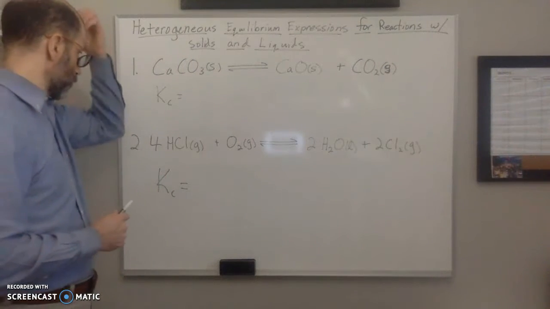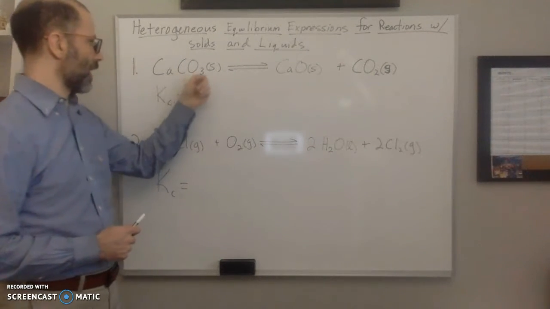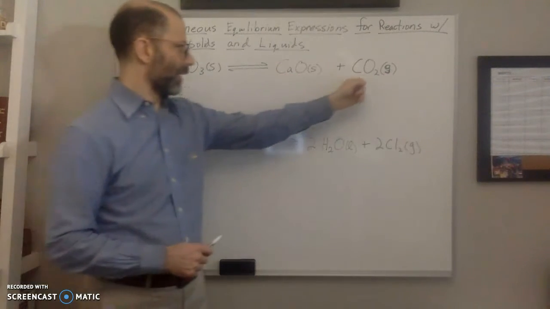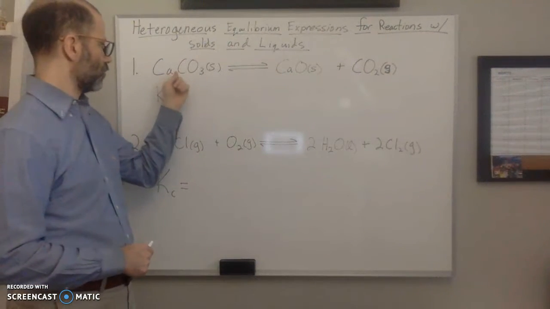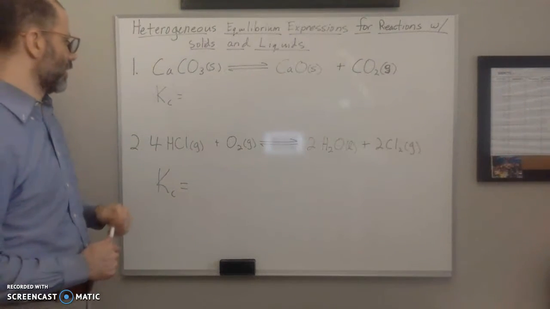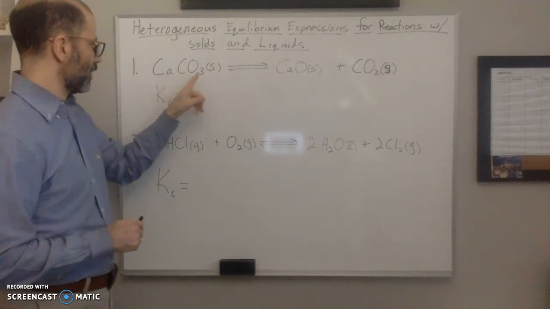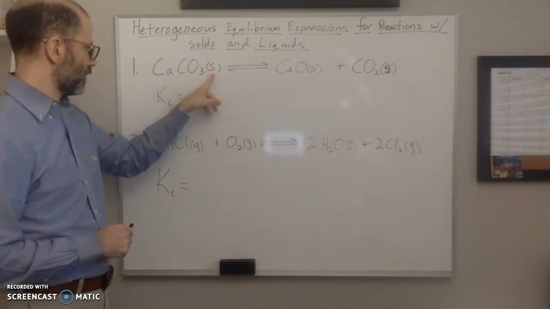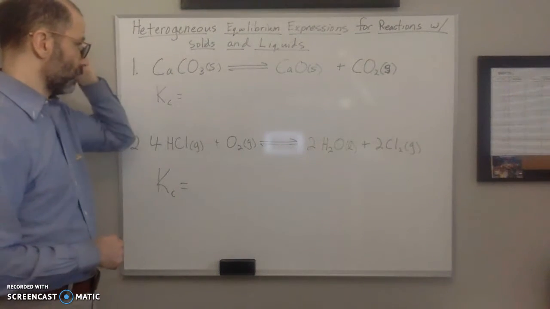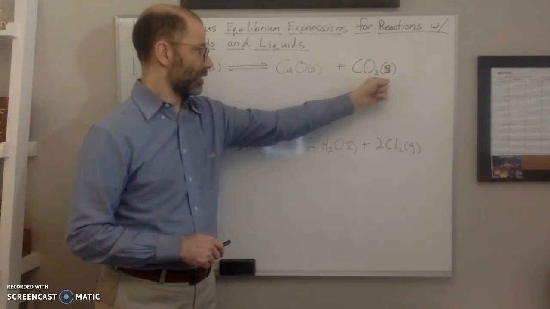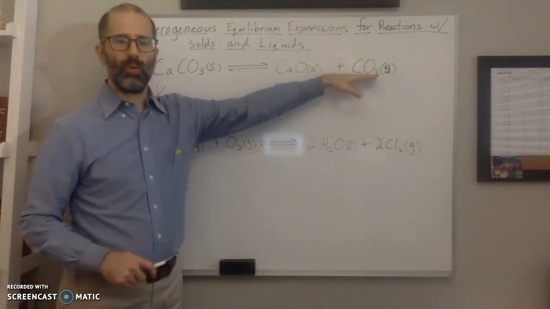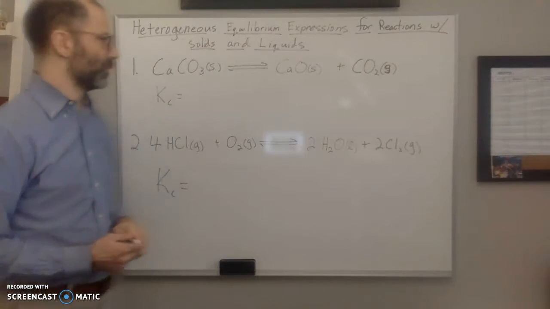Alright, so here in the first example we have calcium carbonate solid, and that's in equilibrium with calcium oxide and carbon dioxide gas. So you have calcium carbonate going to calcium oxide and carbon dioxide gas, and we see that this is a solid and the calcium oxide is a solid as well. The only thing we have that is not a solid is the gaseous carbon dioxide. So this is the only thing that's going to be in our expression.